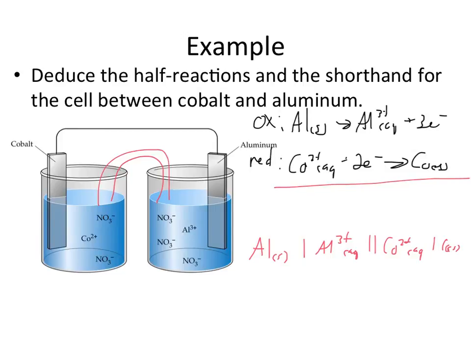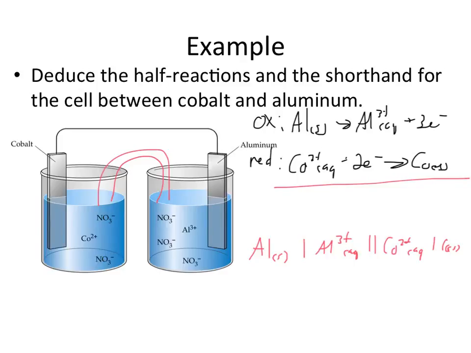Again, just to remember that our reactants go before our product. So in this case, our reactant is Al, and it produces Al3+, which is why it goes second. And in this case, the order is reversed because our reactant is Co2+, and we produce Co solid. So it's going to be a little bit reversed there. Okay? And so that is our shorthand for this reaction there.